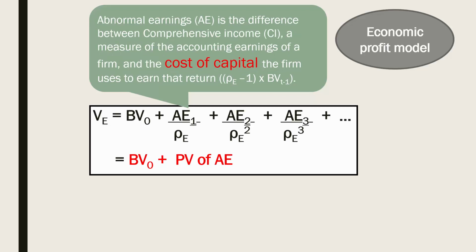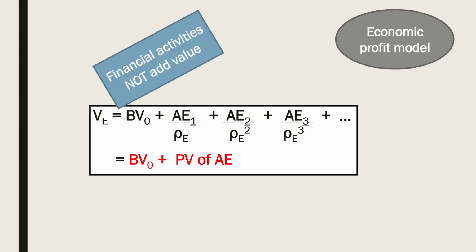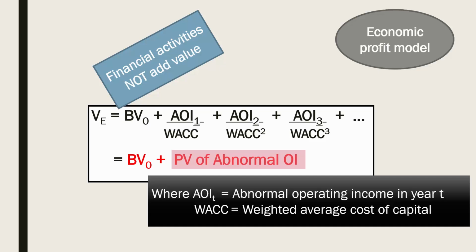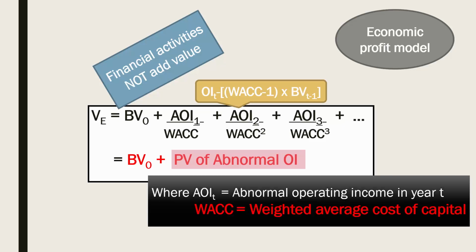And as we will see in later weeks when we focus on the enterprise, if we think the financial activities of our firm are not adding value, we can recast the economic profit model as the value of equity equals the opening or current book value of equity plus the present value of abnormal operating income. Where AOI_t equals abnormal operating income in year t, which equals operating income (OI) minus WACC times book value. And WACC is the weighted average cost of capital, or the cost of capital for a firm's operations.